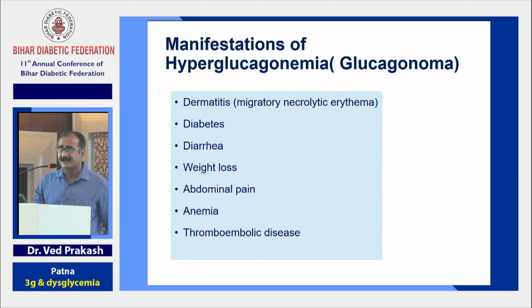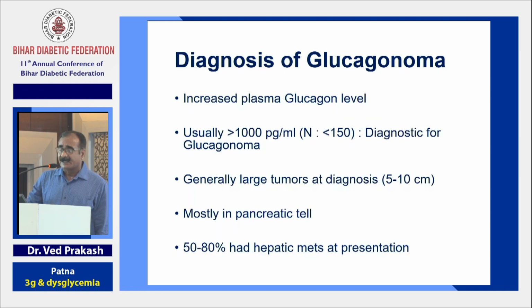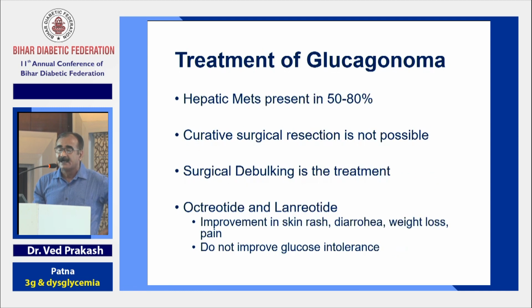Besides these 3D, weight loss, abdominal pain, and anemia are the other symptoms. Diagnosis of glucagonoma is made when plasma glucagon level is more than 1000 picogram per ml. Normal is less than 150. And these glucagonomas are actually slow growing tumors. So at the time of diagnosis, they are usually large, 5 to 10 centimeter, and most of the glucagonomas are present in the pancreatic tail region. And almost 50 to 80% of the patients of glucagonoma had hepatic metastasis at the time of diagnosis.